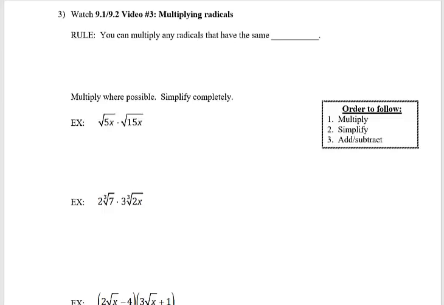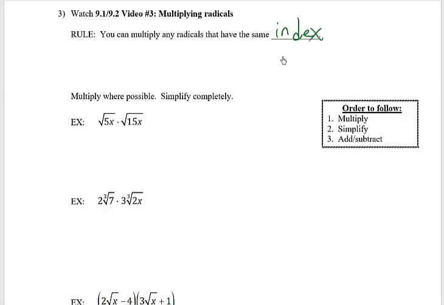This is video number 3 for sections 9.1 and 9.2, multiplying radicals. We've already figured out that you can only add and subtract radicals in very limited situations. What about multiplying radicals? Well, it is also limited, but not quite as much as for adding and subtracting. Here's the rule. You can multiply any radicals that have the same index.